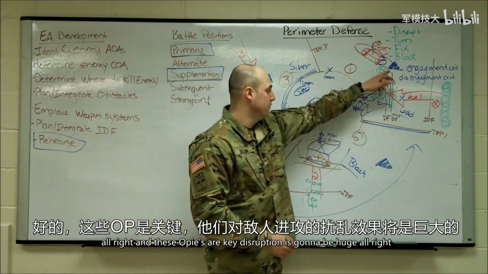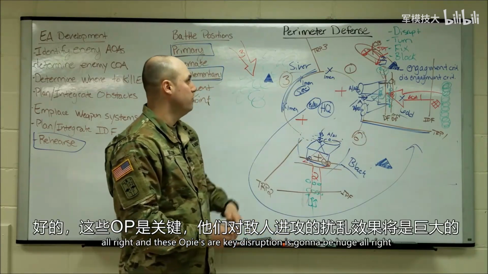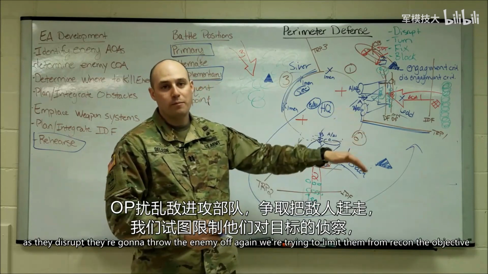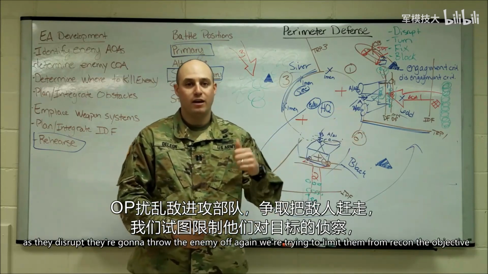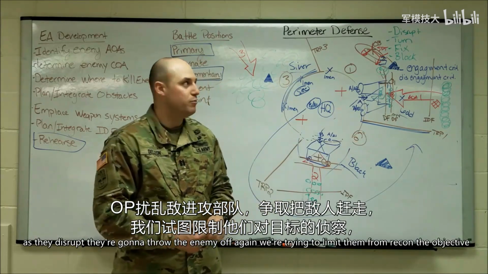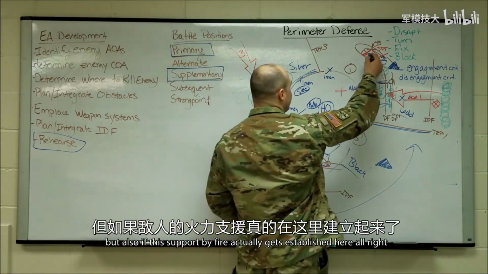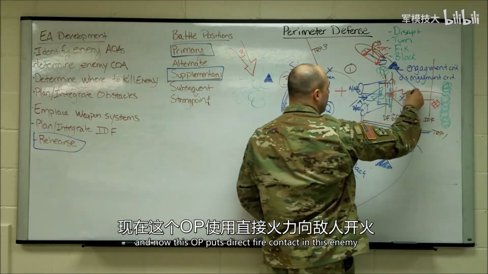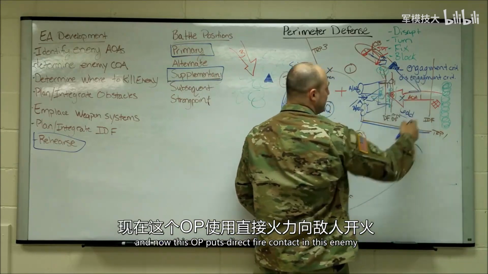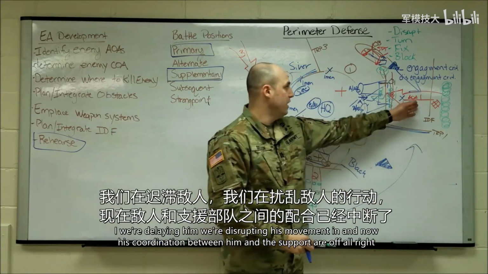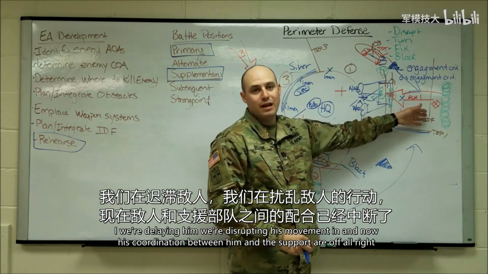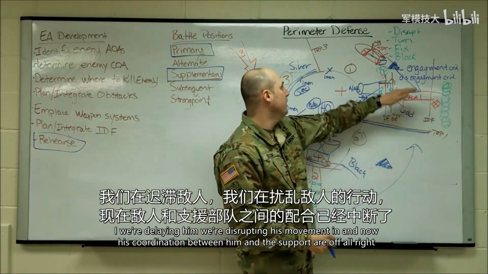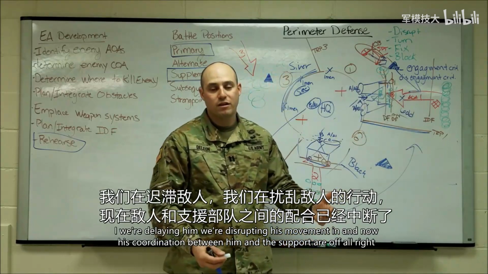And these OPs are key. Disruption is going to be huge, all right? As they disrupt, they're going to throw the enemy off their game. Again, we're trying to limit them from recon of the objective, but also if this support by fire actually gets established here, all right, and now this OP puts direct fire contact on this enemy, all right, we're delaying him. We're disrupting his movement in. And now his coordination between him and the support are off, all right?